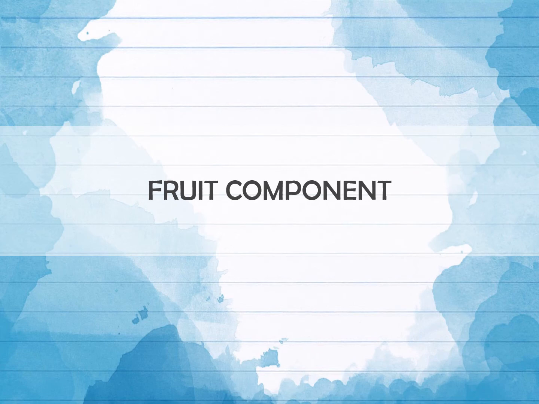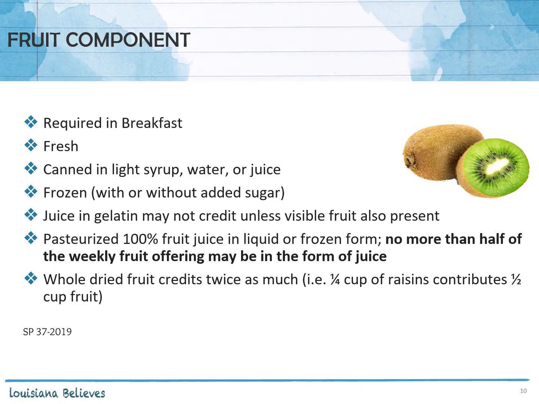The fruit component. Fruit is a required component in both breakfast and lunch. Schools may offer fruits that are fresh, frozen, dried, or canned in light syrup, water, or fruit juice. Pasteurized, full-strength fruit juice may also be offered to meet up to 1/2 of the fruit components over the week. The meal patterns specify the required quantities for fruit in each age grade group.